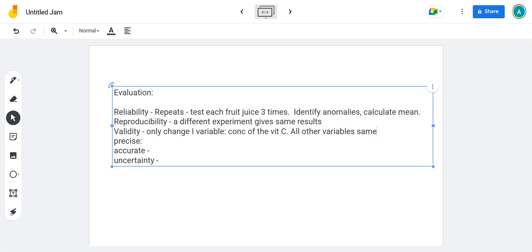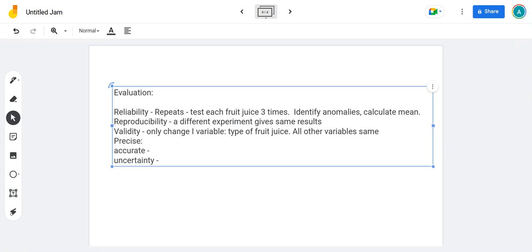Oh, sorry, I only changed one variable. We didn't change the concentration of vitamin C. Our variable was the type of fruit juice. Yes, it mixes you up, doesn't it? Because you change the concentration when you're doing your standard curve at the start, your calibration curve. So don't make the same mistake as me.